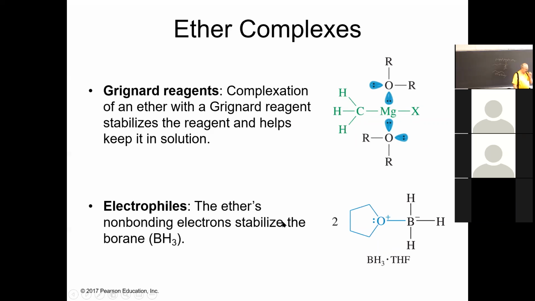B2H6, which is the dimer of borane, is very reactive. It's also a gas, but we can stabilize it with THF. We can make this borane THF complex, and we can purchase borane THF in solutions of known molarity. So you can measure out by volume however many equivalents of borane THF that you want.